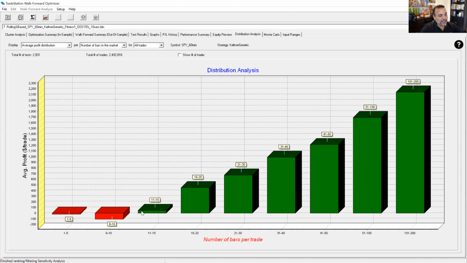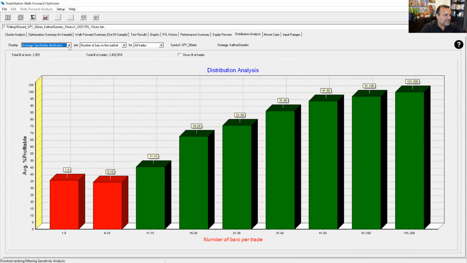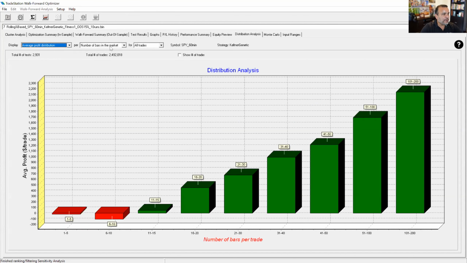The shorter the trades, here we have trades that were from 1 to 5 bars, we have just a loss. There's no profits assigned to that bucket. So the longer you kept yourself in the trade, it seems like for this strategy, the more profits you made. But it's interesting that you can do anything here. So let's say average percent profitable distribution. Well, that's kind of the same as the profit distribution. But let's see. One thing that I found interesting is going back to profit distribution, not per number of bars in the market, but entry date stamp.